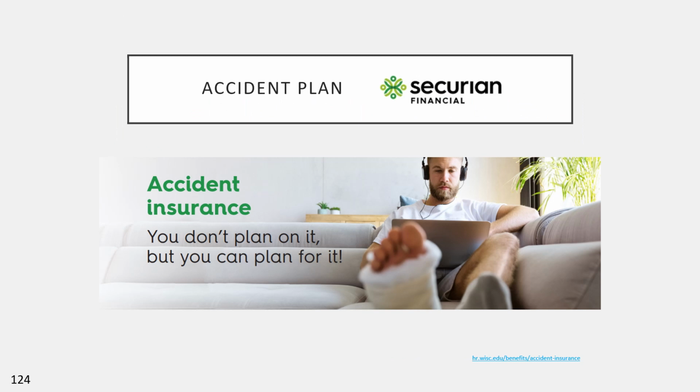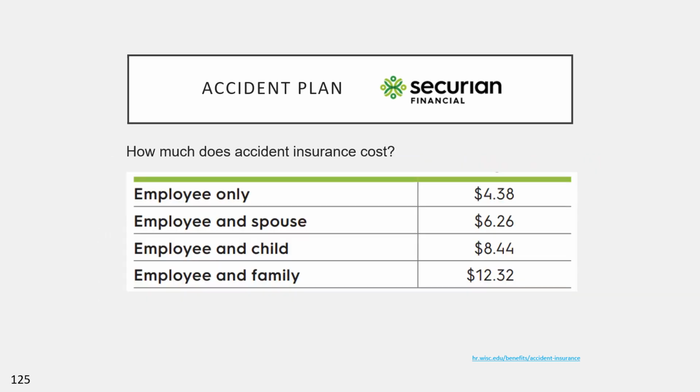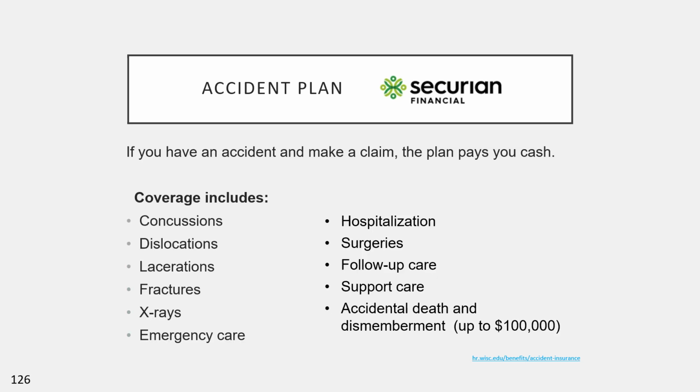And for the state's accident plan, it's working with a company called Securian. The cost of the Securian accident plan depends on whether you're covering only yourself or you're also extending your coverage to family members. And under the Securian plan, if you have an accident, you need to remember to make a claim, and then the plan pays you cash, which differs in value depending upon the type of accident and injury that you incurred.